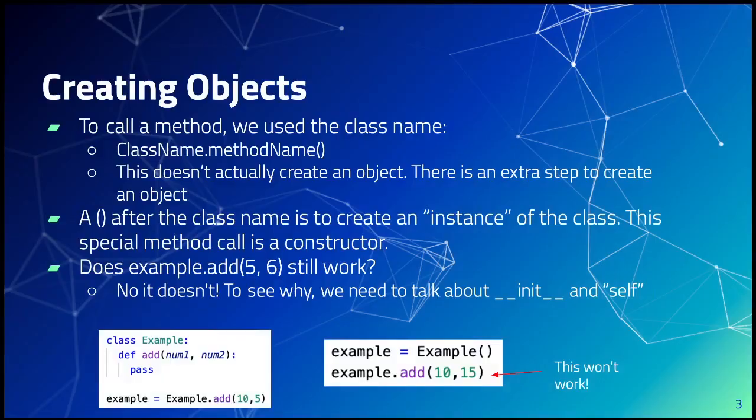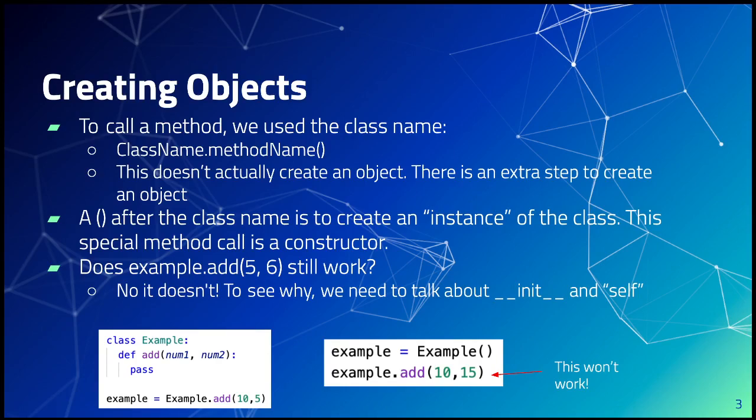However, this isn't actually dealing with objects. Right now, all we're dealing with is a class. But an object is what's known as an instance of a class. So basically, a class is like a guide to creating an object. You could have multiple objects from the same class. In order to create an instance of the class, you have to specify the parentheses after you write the class name.